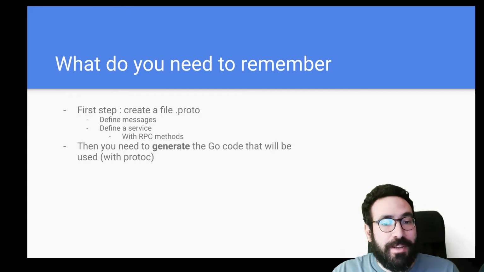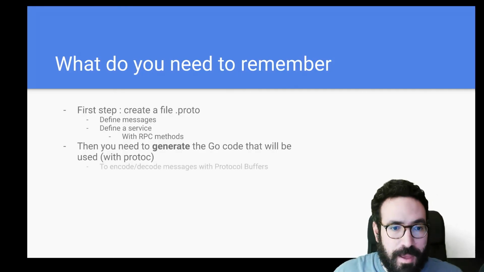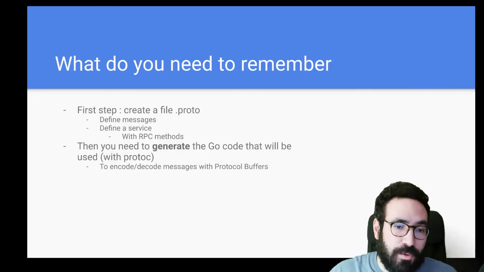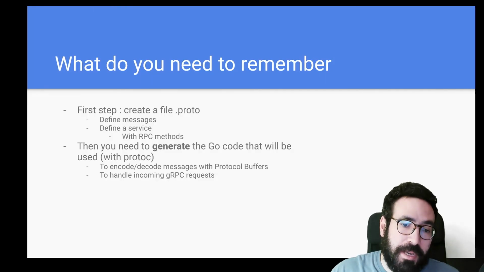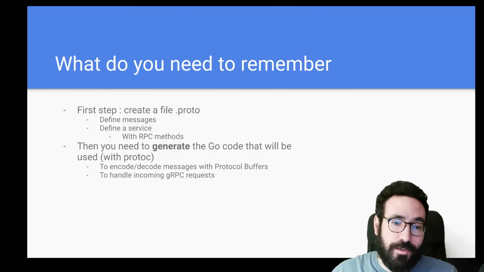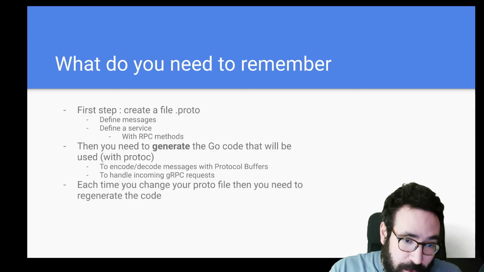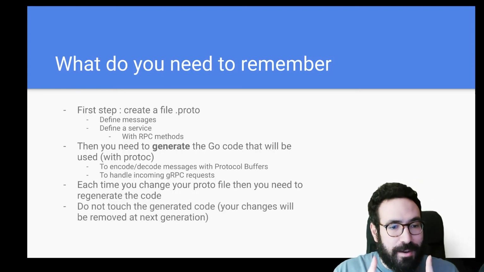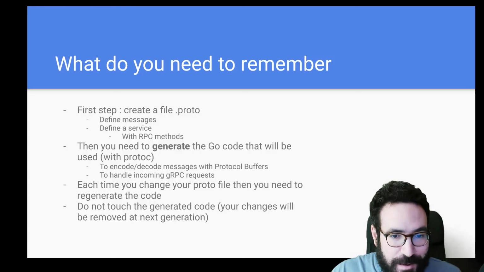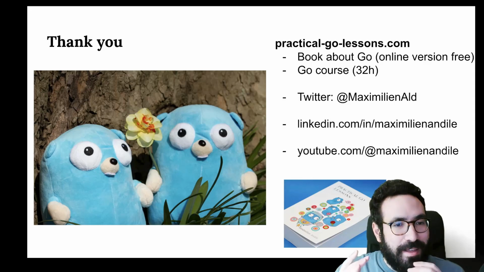Then you will need to generate the Go code that will be used, and you will use protoc to do that. The code that will be generated will help you to encode and decode messages with the protocol buffers format, to handle incoming gRPC requests and to answer those requests. Then you have to remember that each time you change your proto file, you need to regenerate the code. Another piece of advice: do not touch the generated code. Your changes will be removed at the next generation.